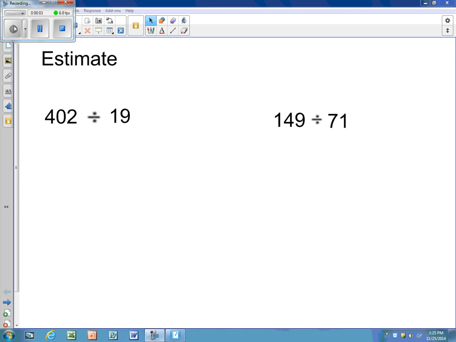Module 2, Lesson 12, Estimation with Division.